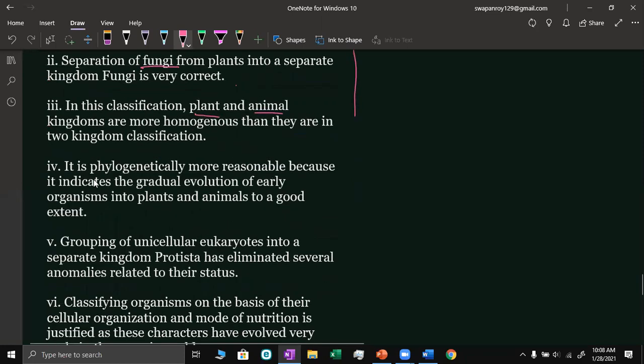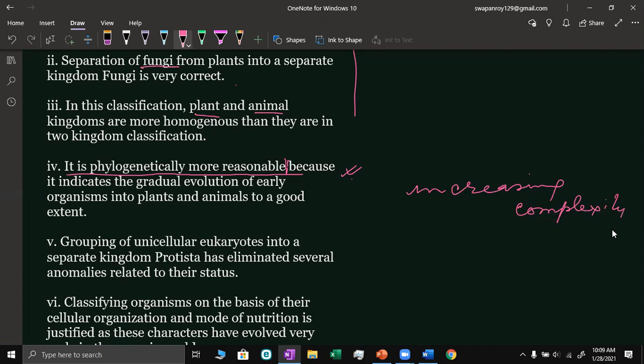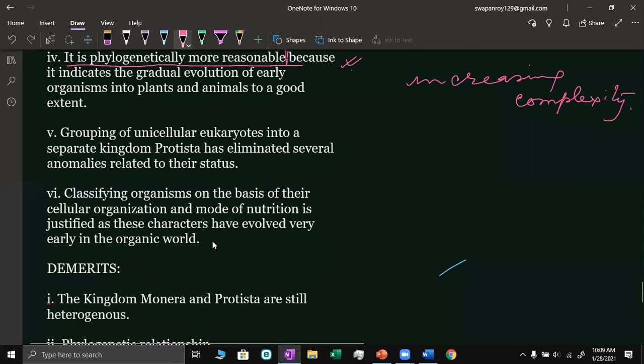Then, compared to the two kingdom system, it is phylogenetically more reasonable. It means evolutionary history has been maintained for classifying the organisms. Organisms have been arranged according to their increasing complexity. Unicellular organisms have been separated.